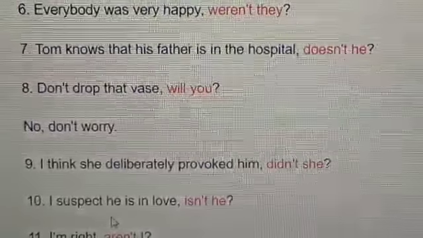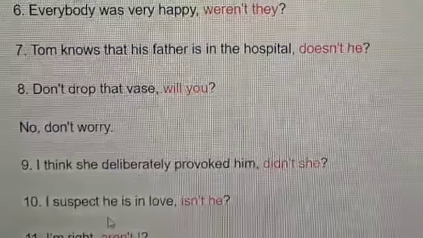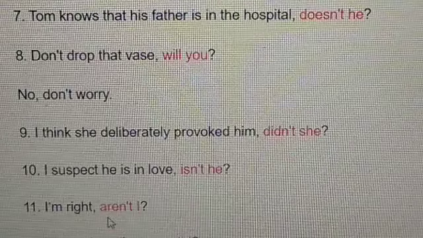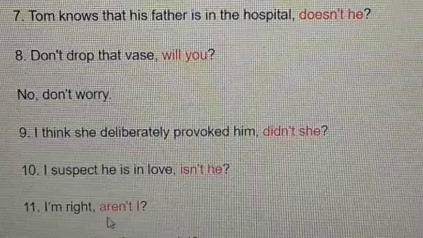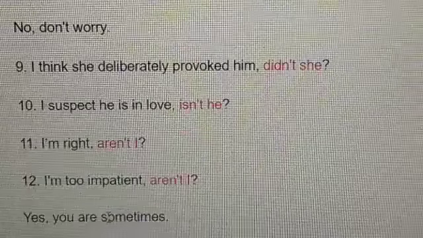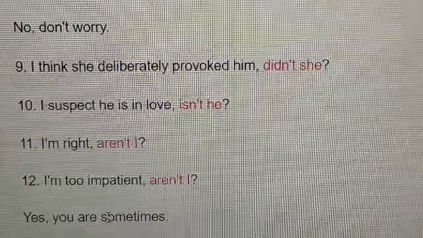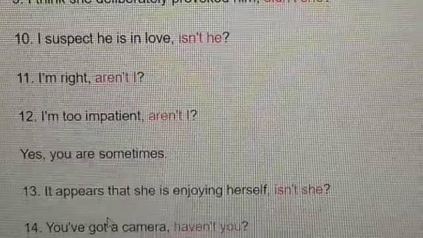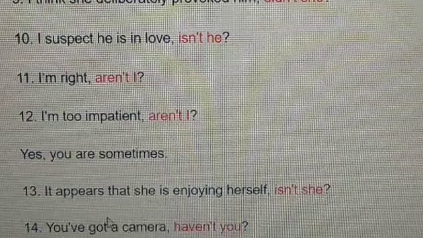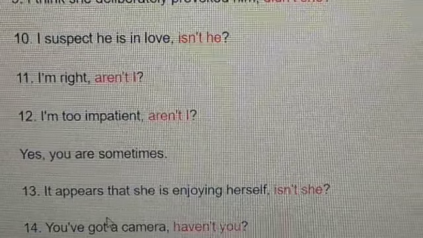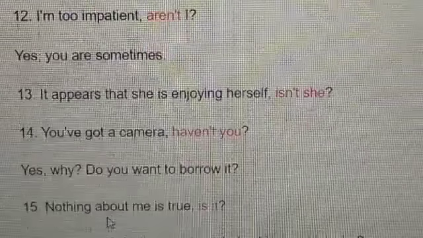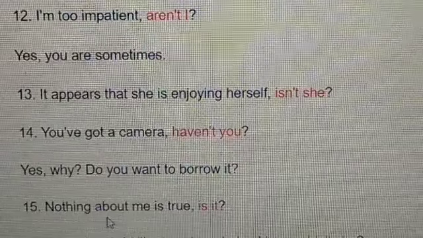No, don't worry. Ninth one, you see. I think she deliberately provoked him. So, didn't she? Provoked, past tense. Tenth one, I suspect he is in love, isn't he? 11th one, I'm right, aren't I? 12th one, I'm too impatient, aren't I? Yes, you are sometimes. 13th one, it appears that she is enjoying herself, isn't she?